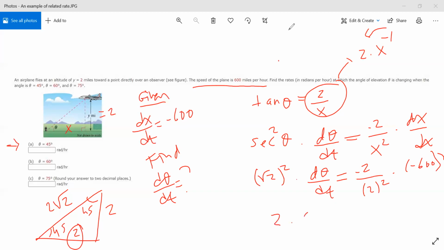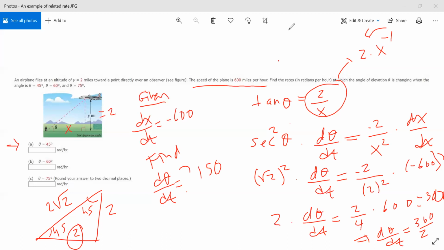Okay, so now we're just going to compute this. So this is 2 times d theta over dt equals, and this is negative 2, so that's positive. And this will be a half. So this will actually be 2 over 4 times 600. And that's really just 300 here, right? 300 right here. So then we'll just divide now. d theta over dt will be 300 divided by 2, which is 150. So this guy is 150.